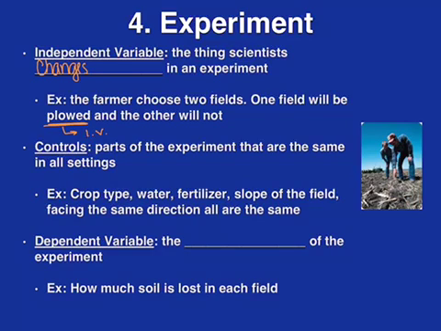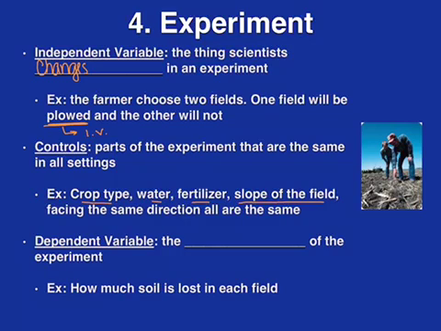Controls are parts of the experiment that are the same in both the fields. So we're going to grow the same type of crop, water it the same amount, fertilize it, make sure that one field doesn't have more hills than the other. It's facing in the same direction. Everything is the same between these two fields except if it's getting plowed.